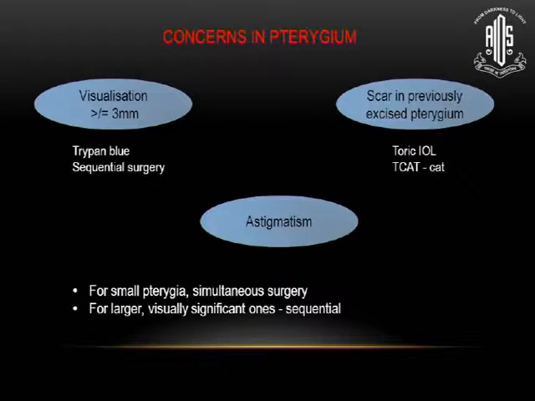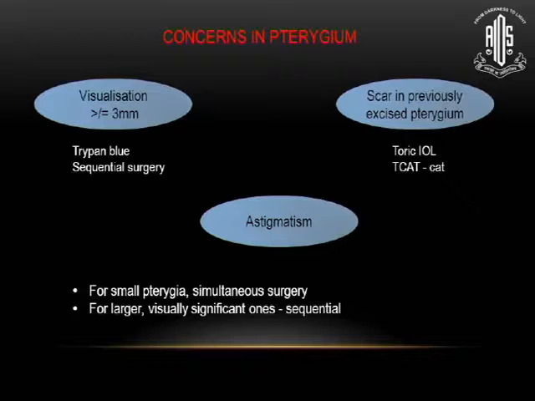So what about the pterygium? The main problem which we face in pterygium is visualization. With a pterygium greater than 3 millimeter, we might not be able to see the cataract properly. It might cause more irregular astigmatism, which can be corrected by sequential surgeries. For a scar from a previously excised pterygium covering the visual axis, you can either plan for a toric IOL if the astigmatism is regular, or plan for a TCAT followed by cataract surgery after regularizing the cornea.